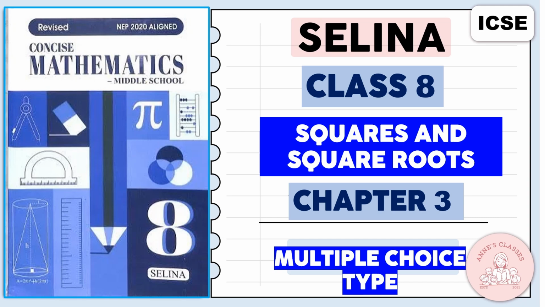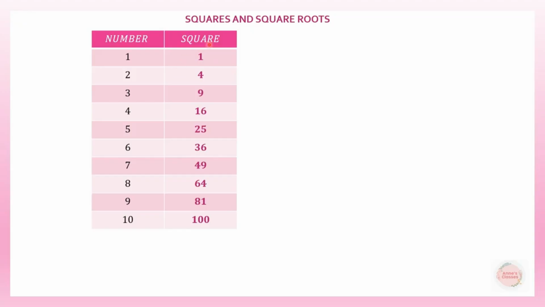Let's do squares and square roots, chapter 3. Squares and square roots. Now what are squares? Here we have a table, and in the first column we have numbers. When I multiply a number by itself, the answer that I get is called its square.